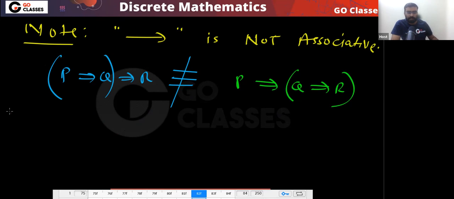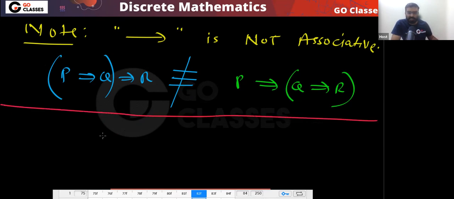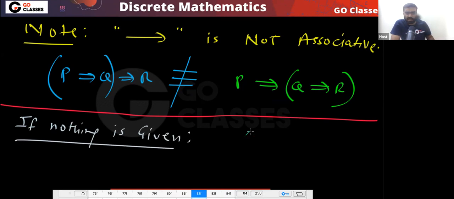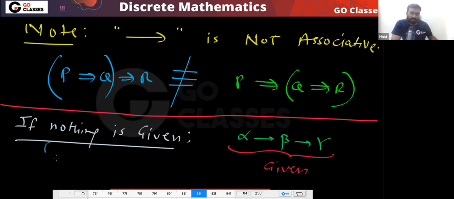These are not equivalent. But by chance, if there is a question and you have to assume, then you should assume that this is a right implication. Remember, in the worst case, if nothing is given, in the exam, if they give you something like this, then you can simply assume right associative. Is this clear? If parenthesis is not given, then you can assume right associative.